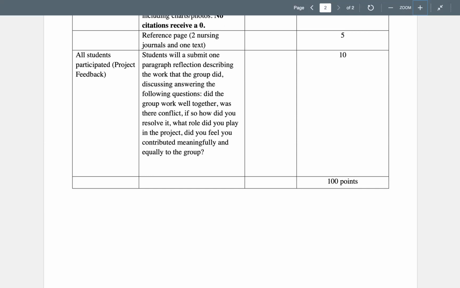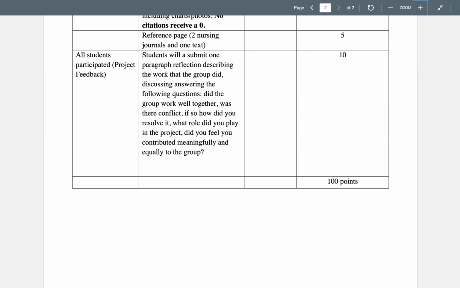And then the last piece, everybody does individually. If there's five people in your group and only three of the five submit this paragraph at the end, the ones that did submit it are going to get those points. The ones that didn't are going to lose. So the whole group doesn't lose. I'm looking for you to submit a paragraph discussing the following questions. Did the group work well together? Was there conflict? If there's no conflict, say no, there was no conflict, because the next question is, how did you resolve it? So if there was none, say there was no need to resolve anything. And that would cover that.